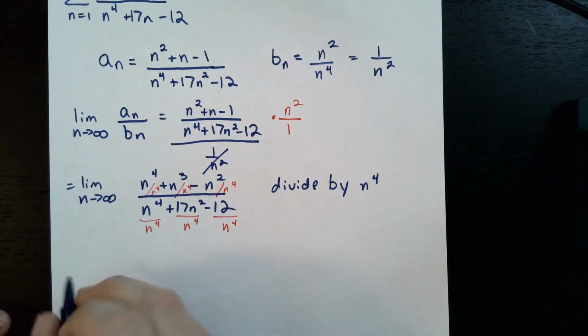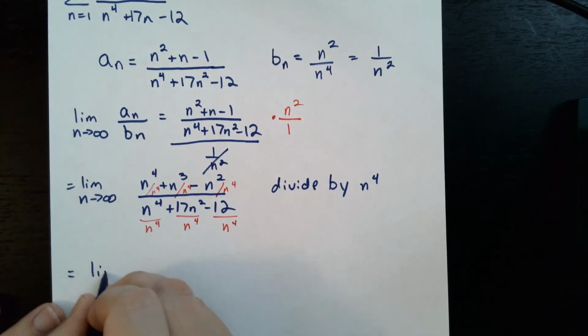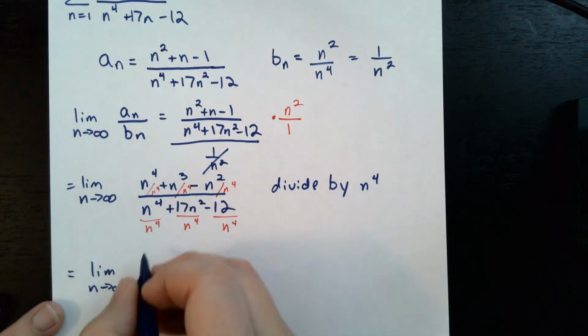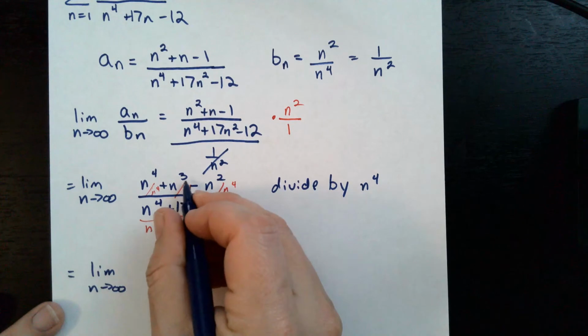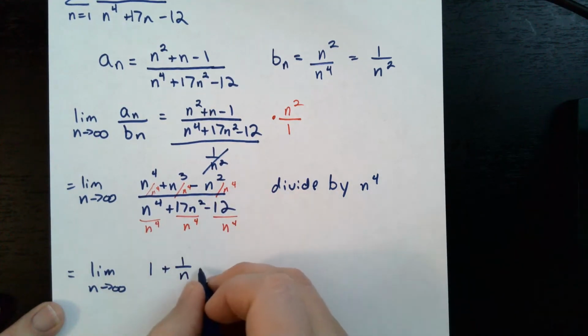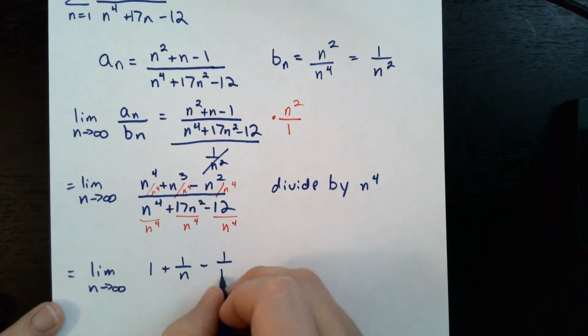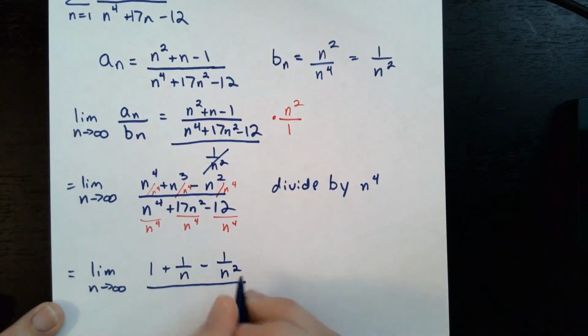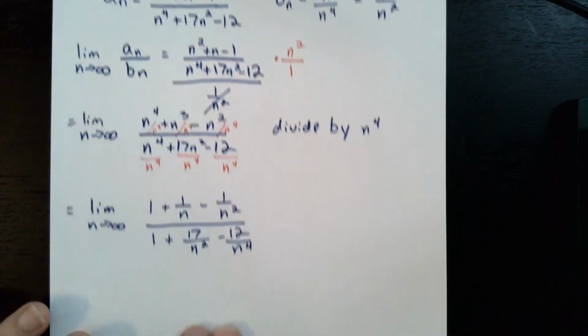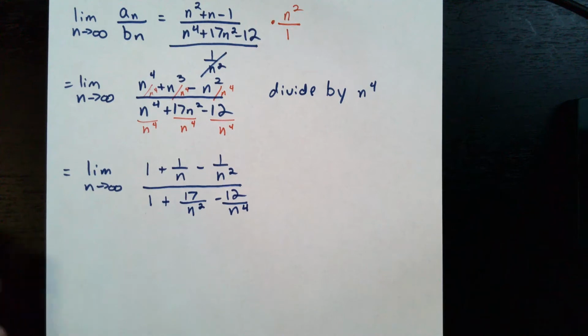All right, so that's equal to the limit as n approaches infinity. The first term, n to the fourth over n to the fourth, is 1. And then we get n to the third over n to the fourth, which is 1 over n. And then this one becomes minus 1 over n squared. And on the bottom, we get 1 plus 17 over n squared minus 12 over n to the fourth. The reason we did that is because it helps us take our limit.